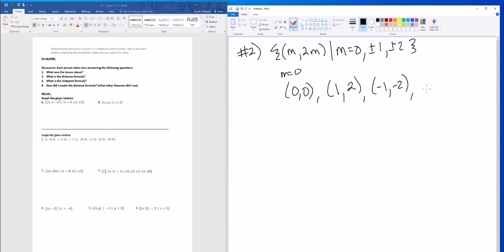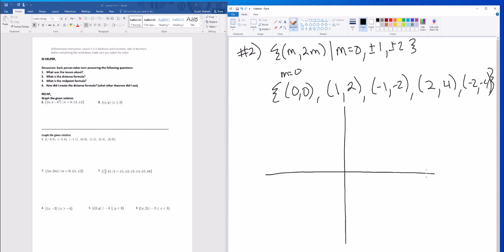If I plug in +2, I get 2. 2 times 2 is 4. If I plug in -2, I get -2. -2 times 2 is -4. Now since I'm just listing them, so that's my set, but it's asking me to graph it, right? So I created the points, but now from there I need to go through and graph it.